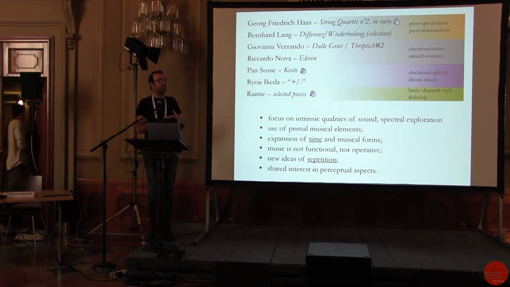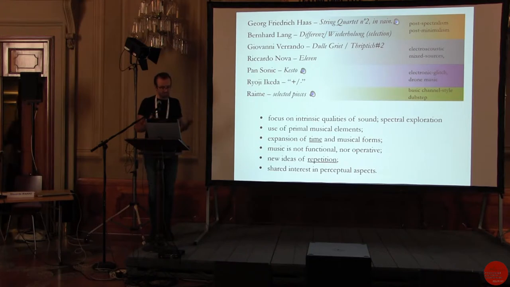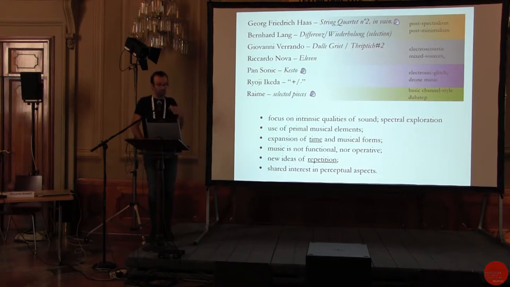that come more from an academic context, like the first two, which are Austrian composers that could be labeled as post-spectralism, second generation of spectral music. There are also two Italian composers, Giovanni Verrando and Riccardo Nova, that mix electronic sound and traditional acoustic composition.